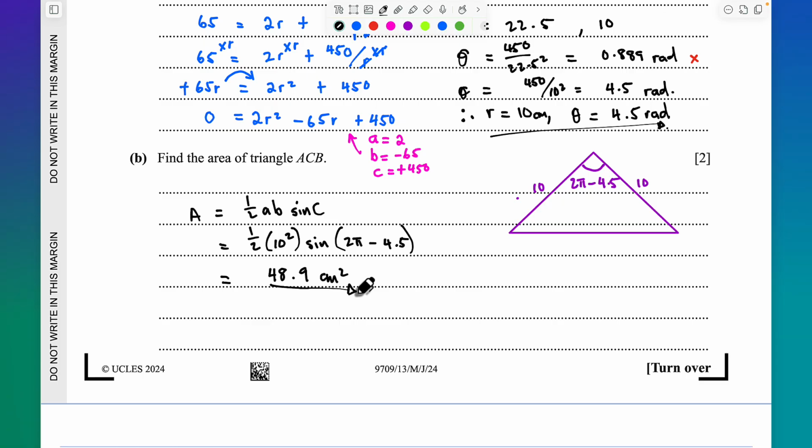Nice. So that one wasn't too bad, right? Unless you had gone the route of trigonometry and all of that stuff.